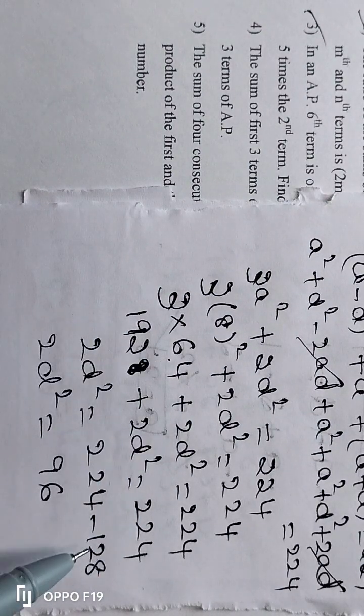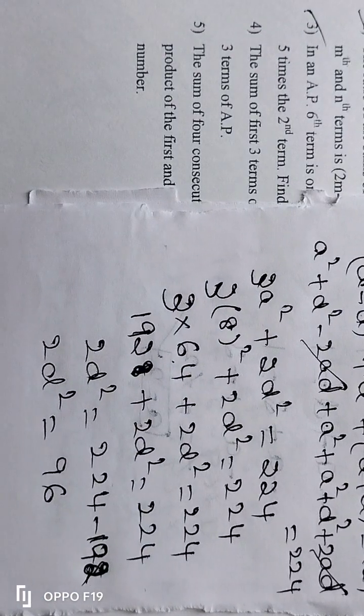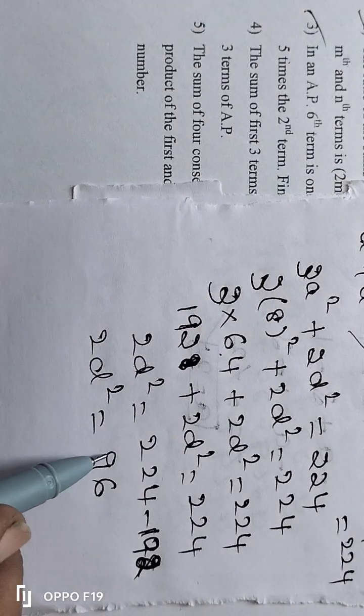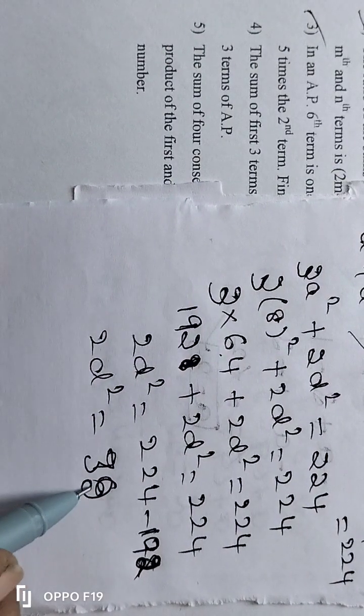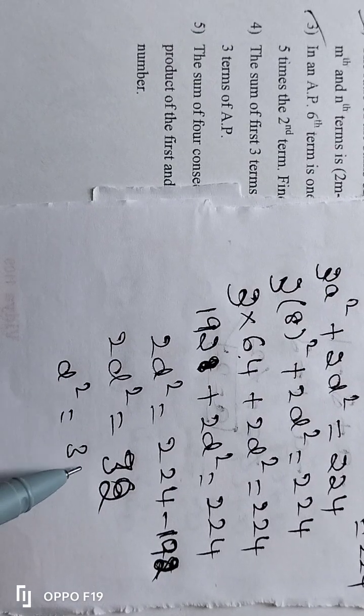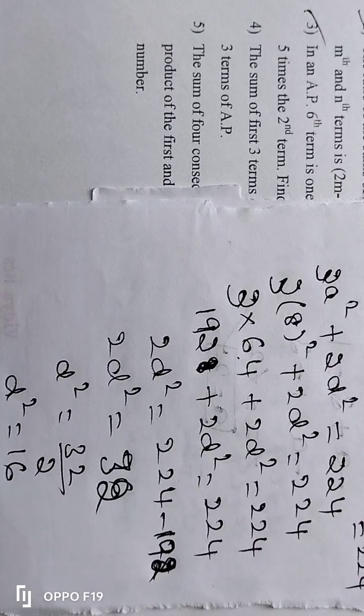So if I shift 192 this side, it will become minus 192. 224 minus 192. Now if I subtract 192 from 224, 4 minus 2 is 2, 11 minus 9 is 2, so it will become 32. 2d square is equal to 32. d square is equal to 32 by 2. So d square is equal to 16.